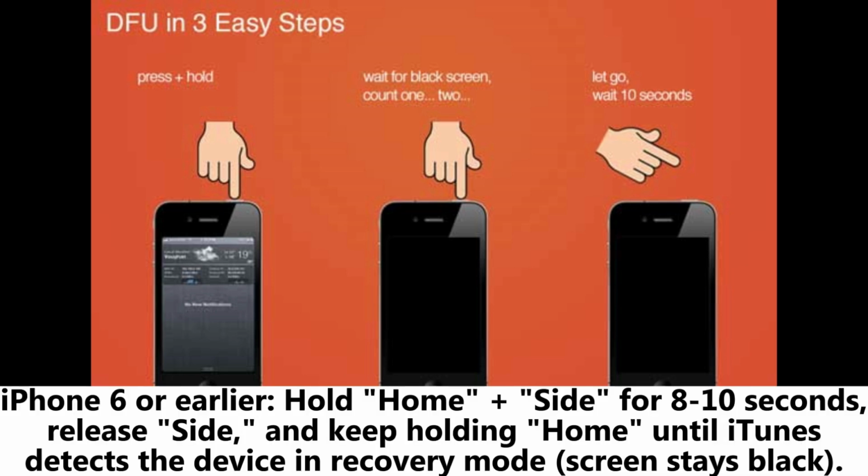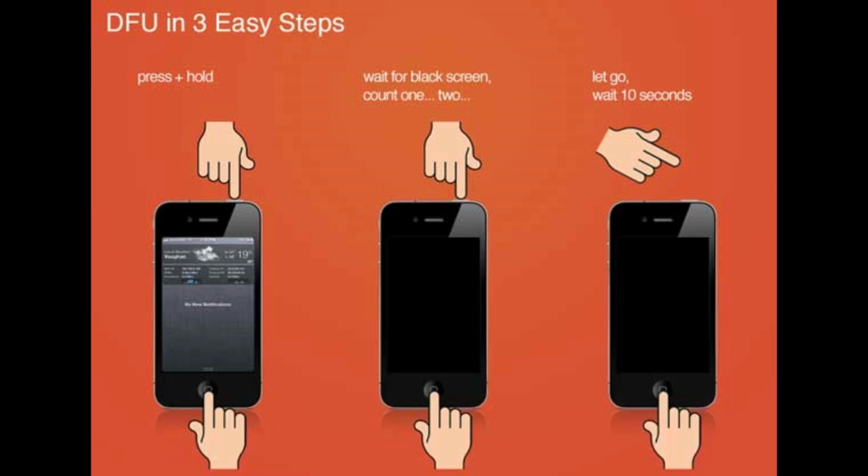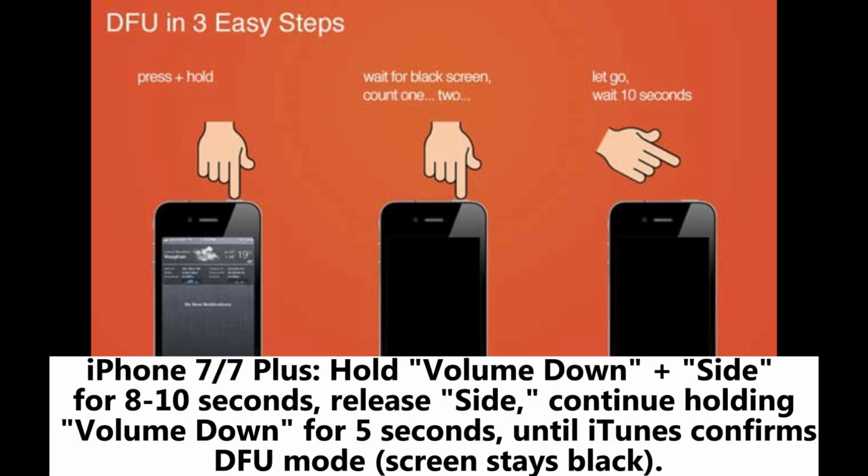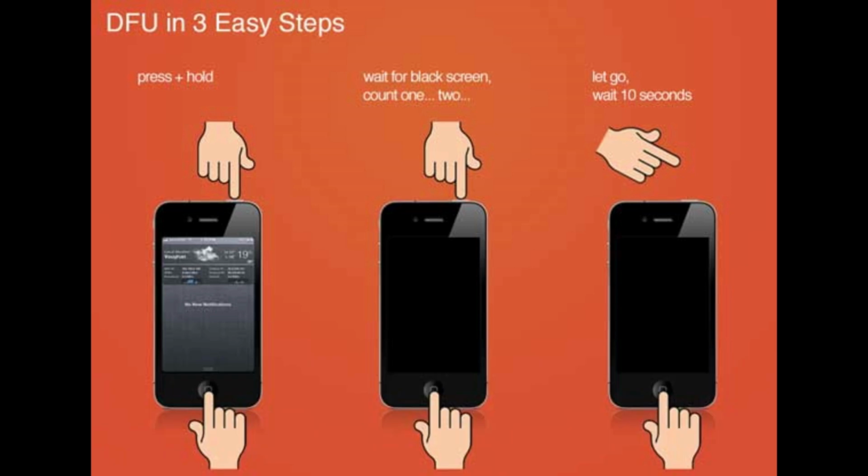iPhone 6 or earlier, hold home plus side for 8-10 seconds, release side, and keep holding home until iTunes detects the device in recovery mode. The screen stays black. iPhone 7 Plus, hold volume down plus side for 8-10 seconds, release side. Continue holding volume down for 5 seconds until iTunes confirms DFU mode. The screen stays black.